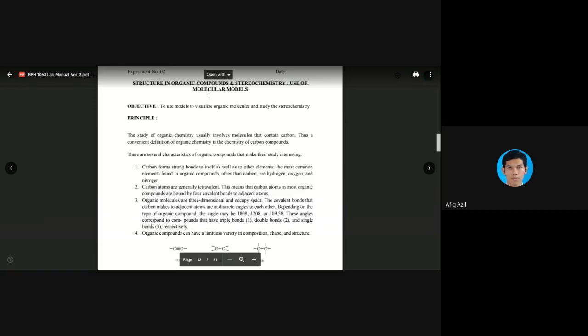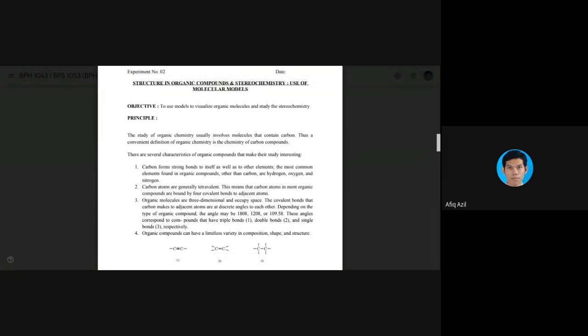Okay, experiment 2, structure in organic compounds and stereochemistry, the use of molecular models. But this time around, I will try to teach you how to use some of the software later. The objective of this experiment is to use models to help you visualize these organic molecules and also study the stereochemistry.